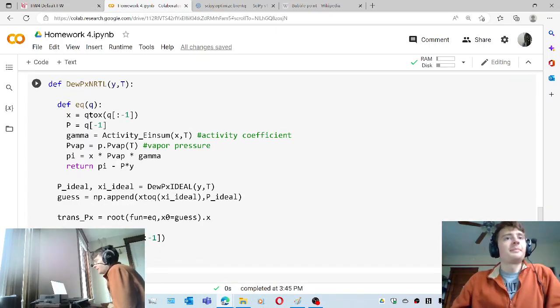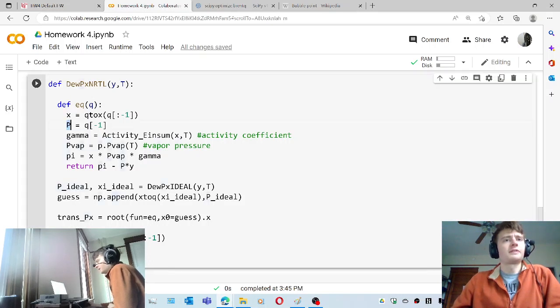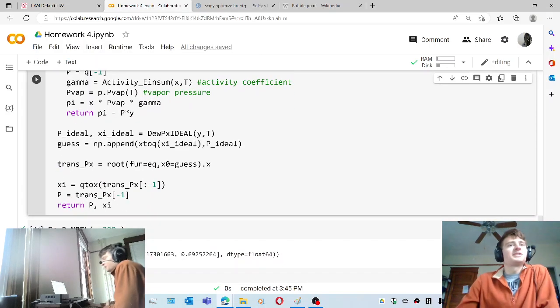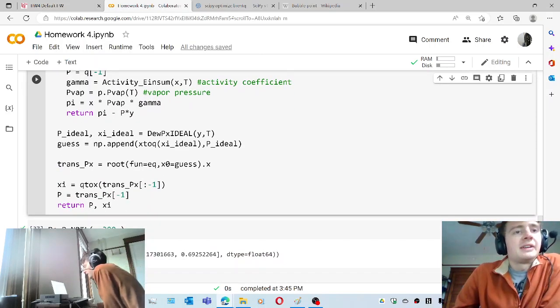Hey, so I'm back, and I made a few small mistakes. First off, up here I was calling the last thing in here the temperature, when in reality I wanted to call it the pressure, because I'm trying to solve for the pressure in this NRTL dew pressure. Makes pretty intuitive sense, but that was the main mistake.